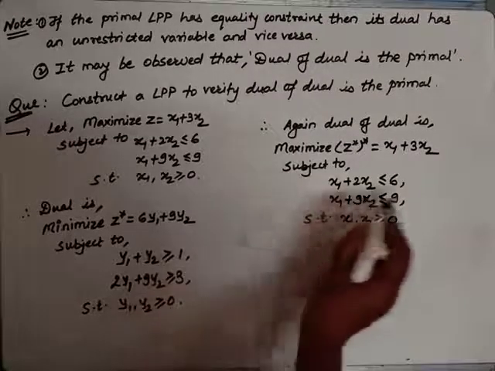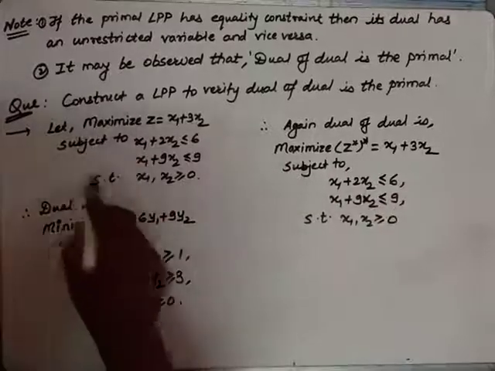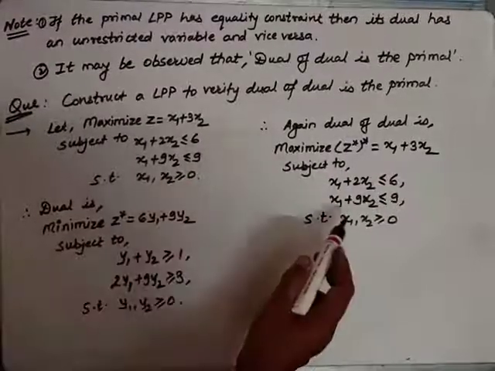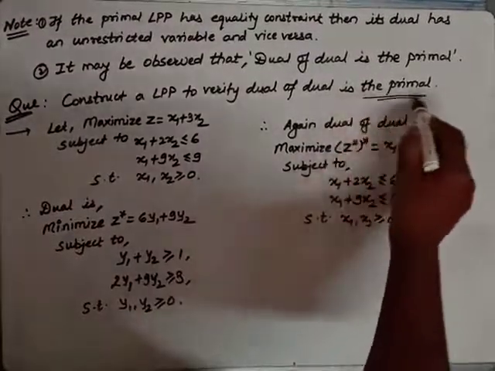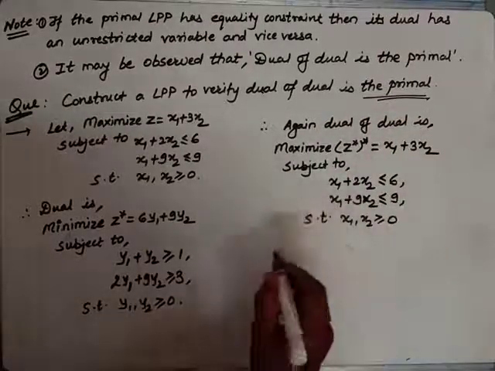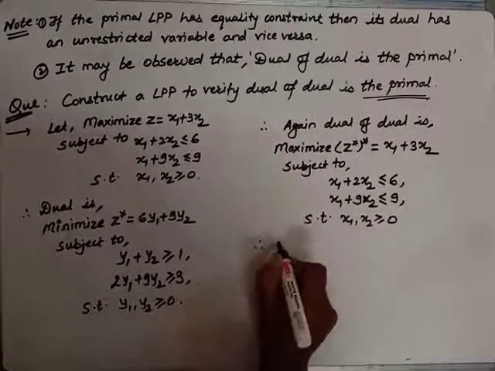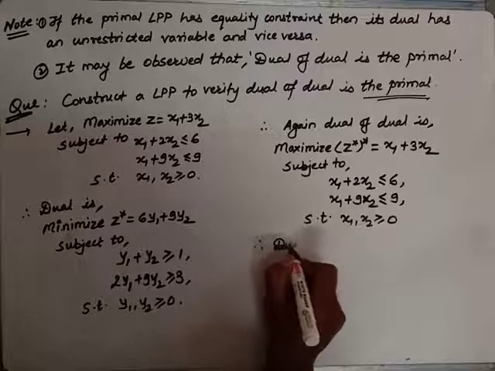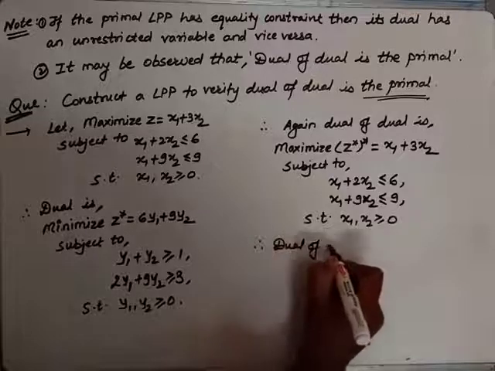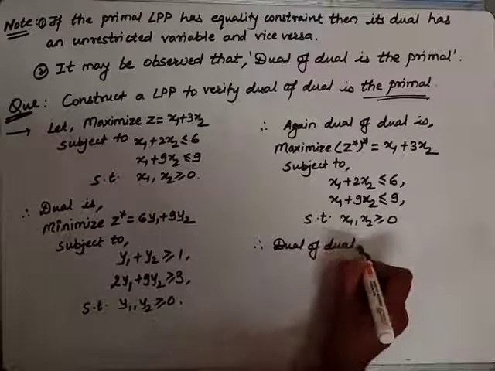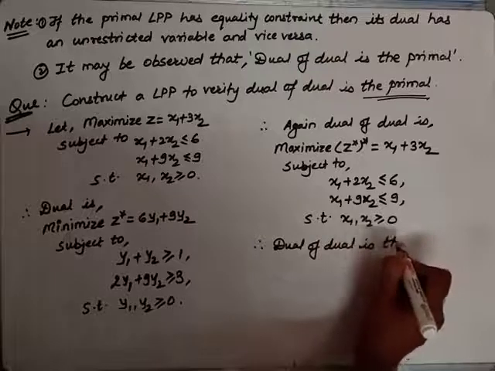So you can look at this problem and the original one, both are same. So it is proved that the dual of the dual is the primal.